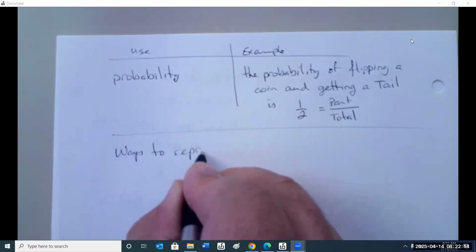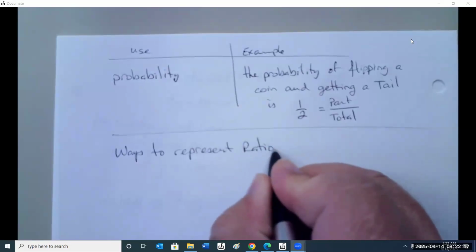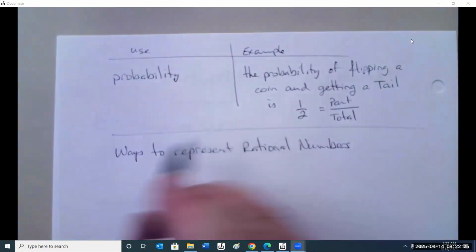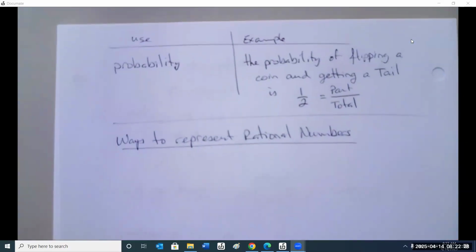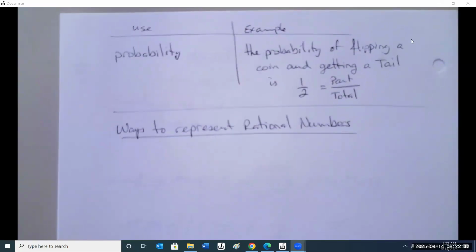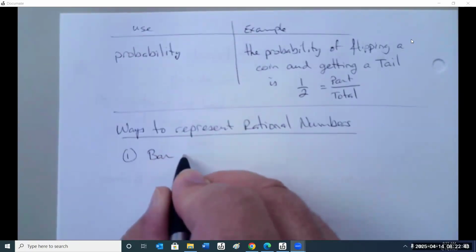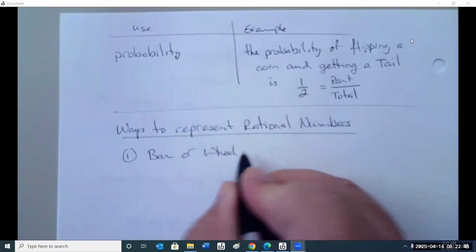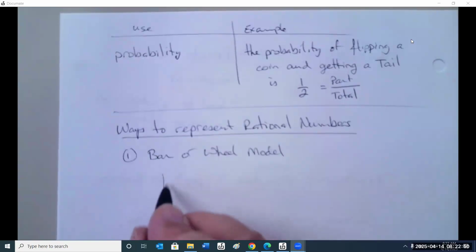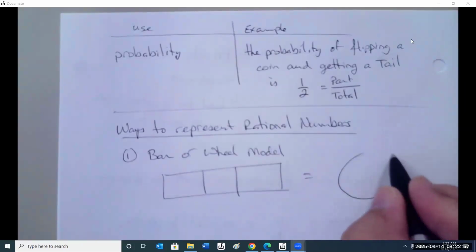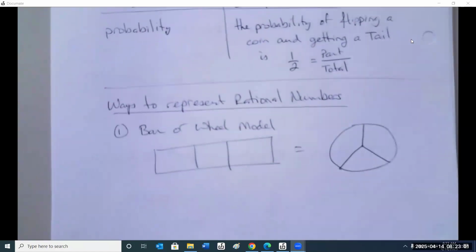Ways to represent rational numbers. Bar or wheel model, where we can have, so if we say 1/3, that's what means the same.